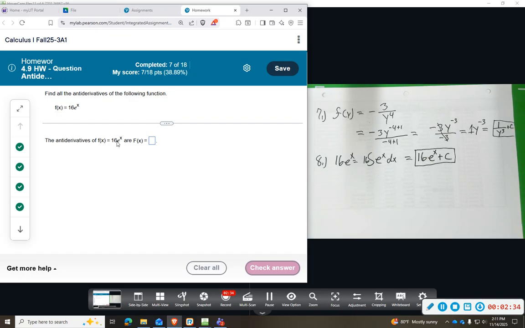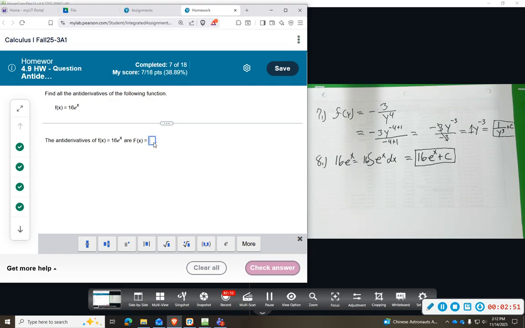Now the thing we need to be careful of is sometimes if there's an argument in the e to the x, we multiply by the derivative of that. The equivalent form of that will be dividing by the derivative of that function. In this case, we just have 16 e to the x plus c.